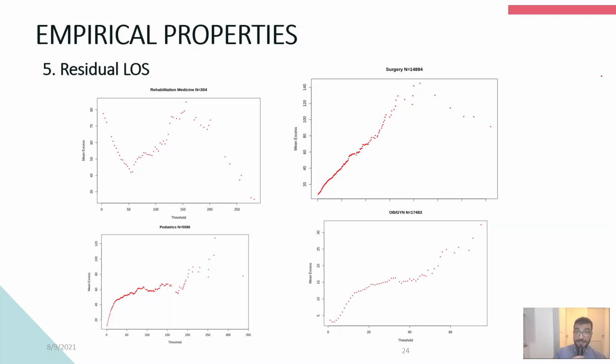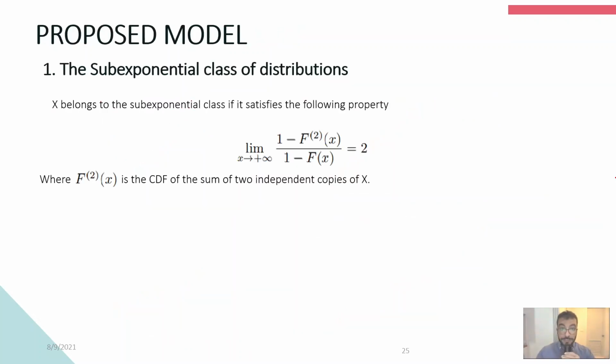These effects are exaggerated once again when aggregating data by patients, and we find a linear mean excess function in surgery, which is commonly associated with Pareto distributions with exponents higher than 1, which cause convergence problems even for the mean. So based on the previous tests, we posit that length of stay is a subexponential variable. These variables are characterized by the property described in this slide.